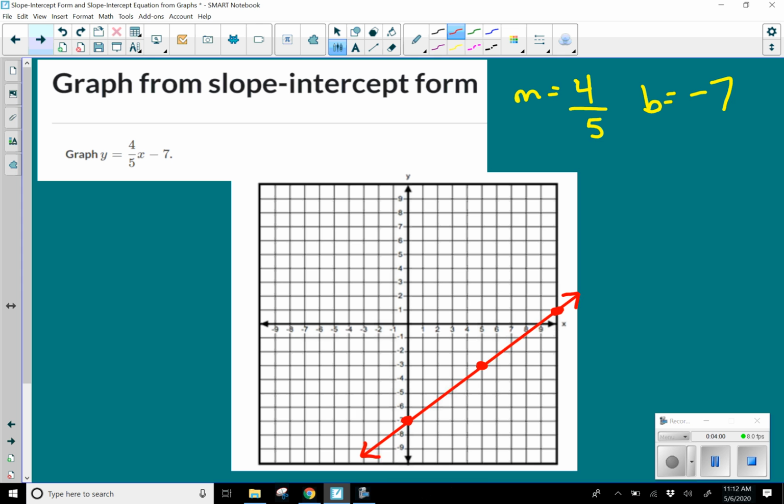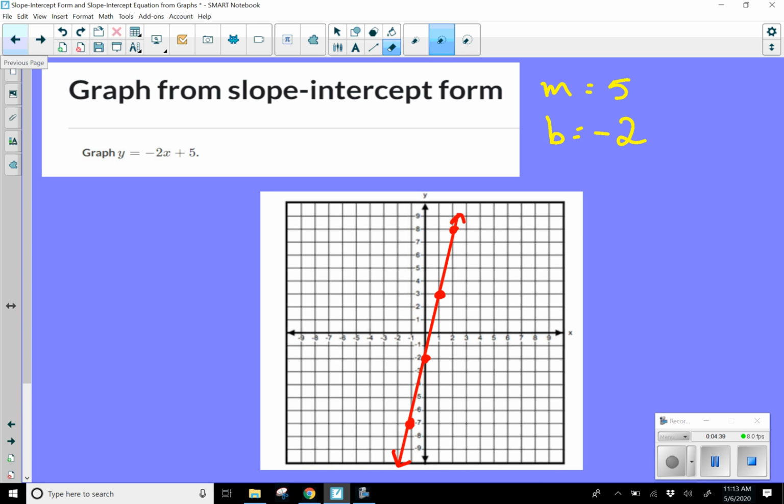Let's try another one of those. Graph y equals 4/5 x minus 7. My m is 4/5, which means it's going up 4 over 5. And my y-intercept is -7. So on my graph, I'm going to go down to -7 and plot my point. And then I'm going to just simply go up 4 and then over 5. And then I'm going to go up 4 again and over 5. And then I'm going to draw my line through those points that I've made.